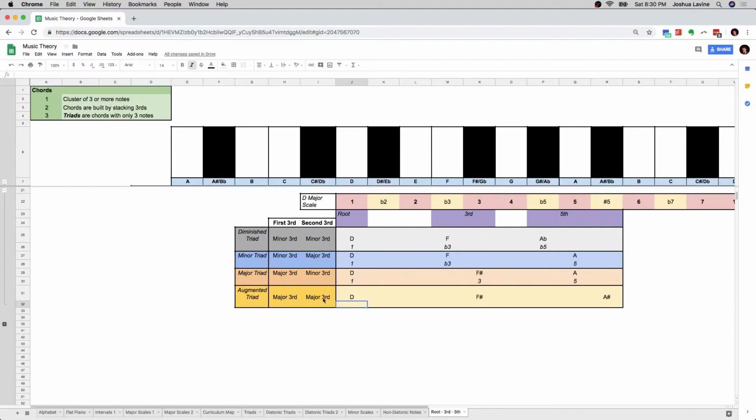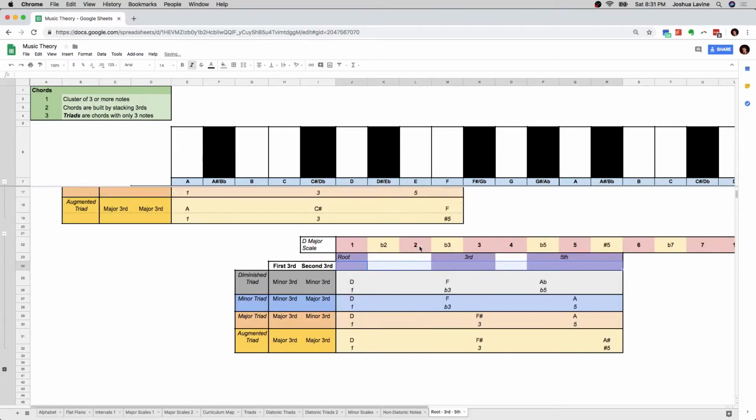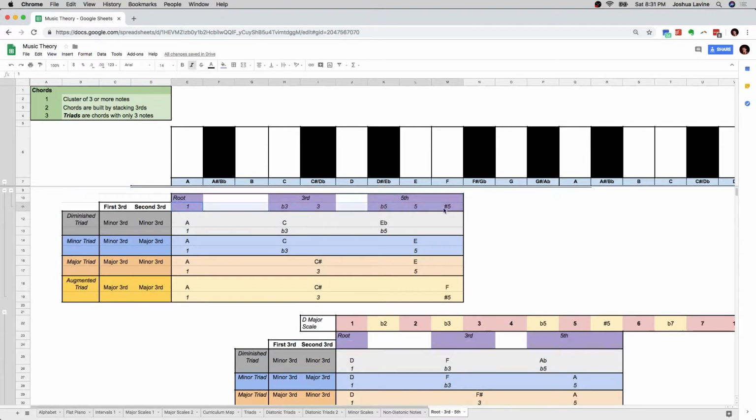And last but not least, augmented, we have D as the normal 1. Of course, it has the root. The augmented triad has major thirds, the normal 3 of the scale. And then we've got ourselves a sharp 5. So that's that. And this relationship is the same as this relationship here. And so we can just plug that right in.